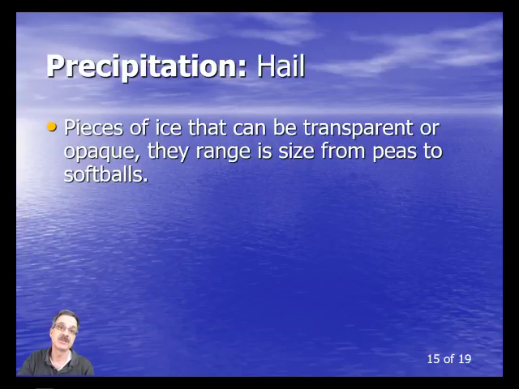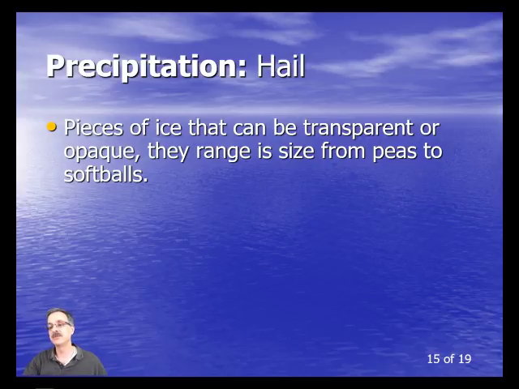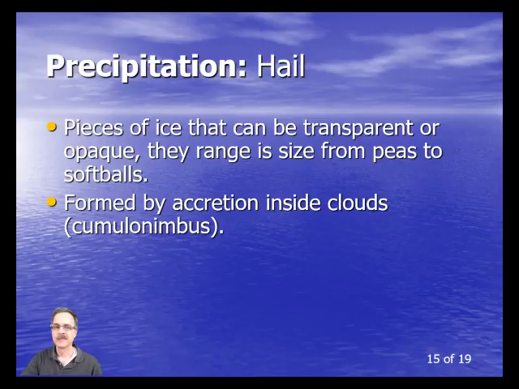All right, let's talk about hail. Hail is pieces of ice that can be transparent or opaque. They range from the size of peas to the size of softballs, and the larger ones are usually aggregations of smaller ones stuck together. They're formed through accretion inside clouds, mostly cumulonimbus clouds.